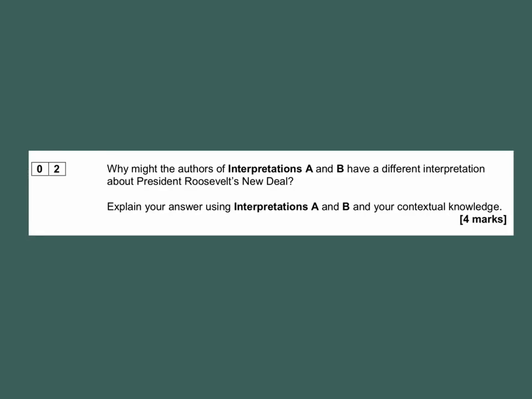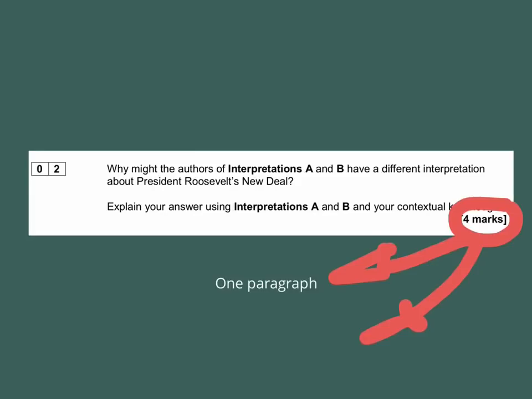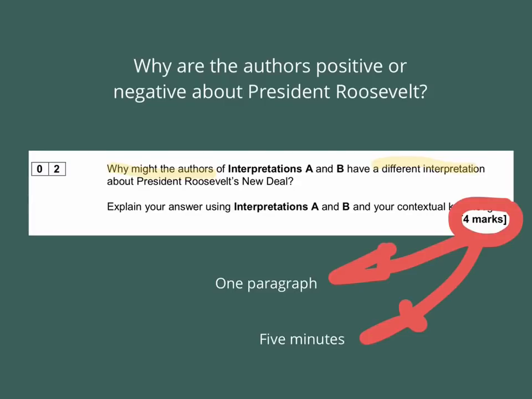So in this video we're going to concentrate on the second question, which is why might the authors of interpretation A and B have a different interpretation? Now once again this is a 4-mark question, so what you need to make sure that you do is that you write one paragraph and that you spend 5 minutes on it. And by asking why might the authors have a different opinion about the interpretation, what the question is asking you to do is to speculate what reasons the authors might have to have either a positive or negative opinion. And for this they want you to focus on a different part of the interpretation.